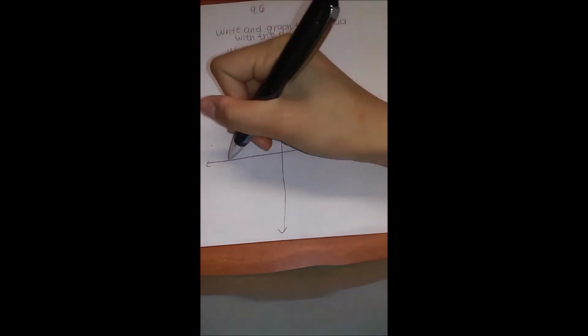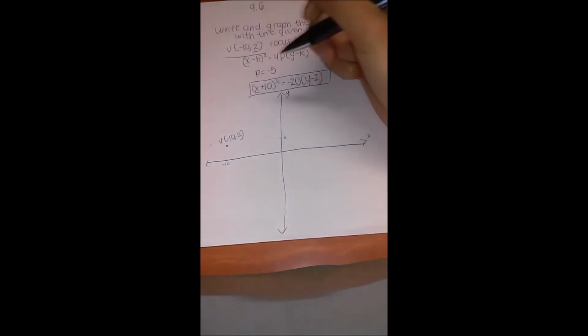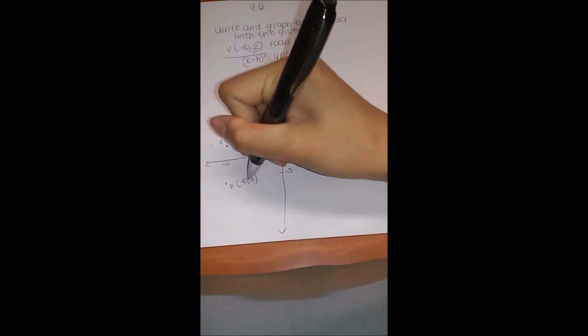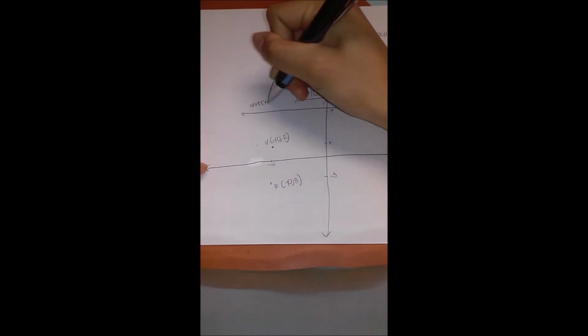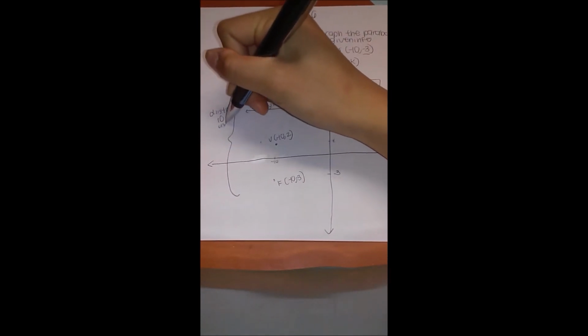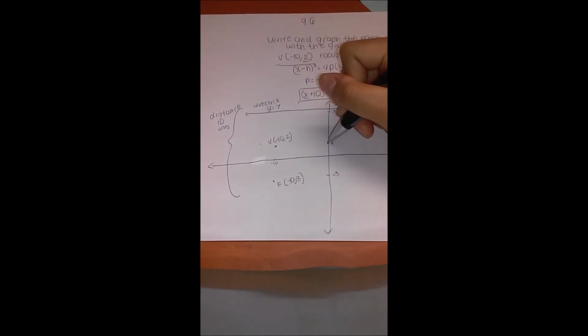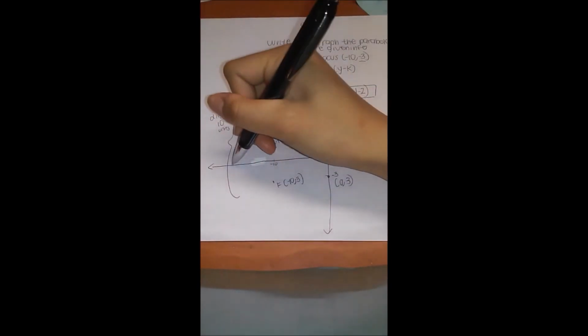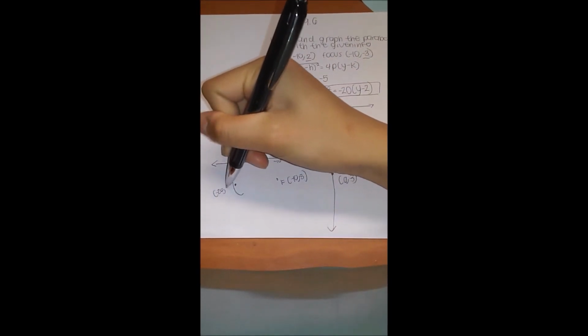To start graphing, we first label the vertex at -10, 2. Then we label the focus at -10, -3, and the directrix at y equals 7. Since the distance from the focus and the directrix is 10, we have to move 10 units to the right and to the left of the focus, resulting in the coordinates of 0, -3 and -20, -3.